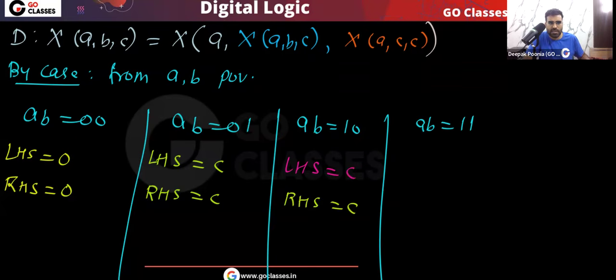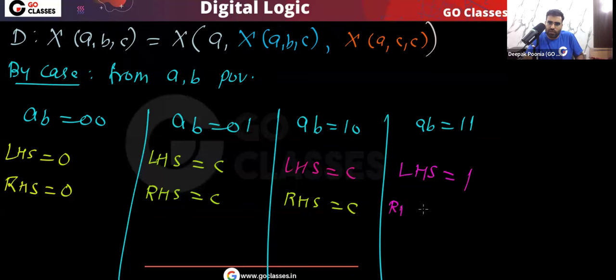Let's see the last case. When AB are 1 1. If I put AB 1 1, then whatever this C, this LHS will be 1. Correct? Okay. Now let's see RHS. When AB 1 1, A is 1, B is 1. Now notice the second component will be 1. Whatever C value I put, then the second component will be 1. Now these two components are 1. So RHS will be 1. Okay. So that's it.